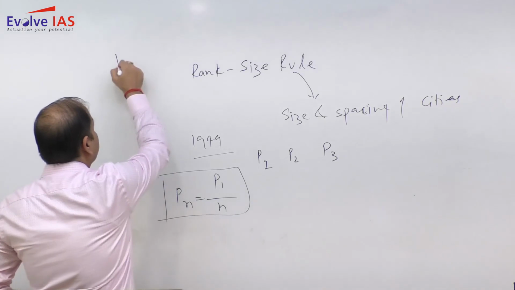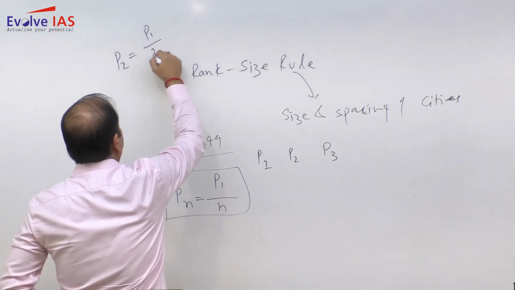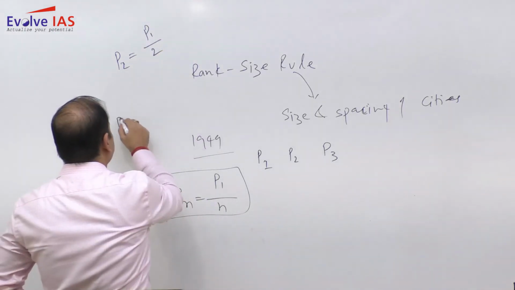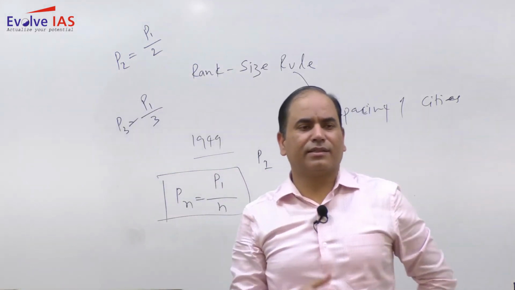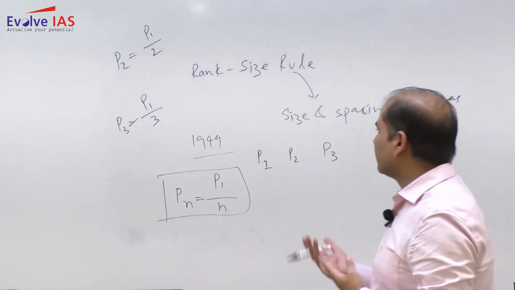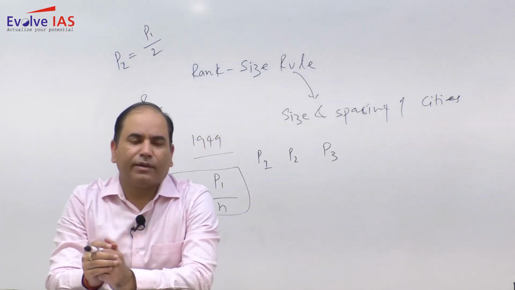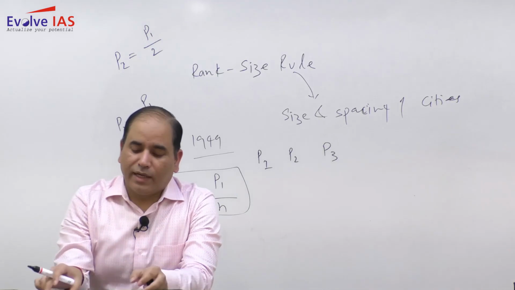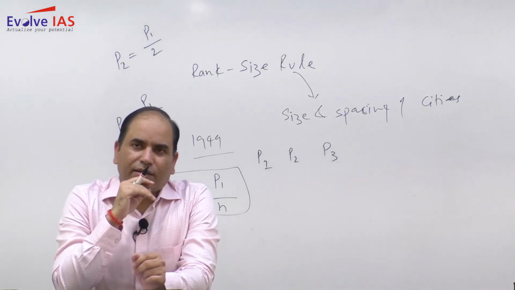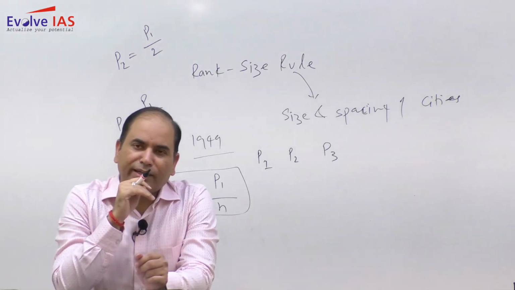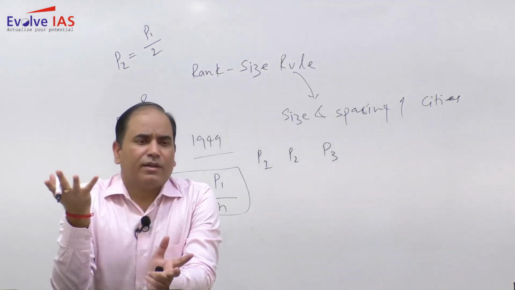That means the second city's population will be half of the largest city, and the third city will be 1/3 of the largest city. He suggested that this is how the size of settlements exists in any particular country. It is also based on the quantitative revolution. As far as relevance is concerned, in India and most developing countries, the rule is not very applicable, as the populations of Delhi, Mumbai and the other metropolitan cities are very near each other.